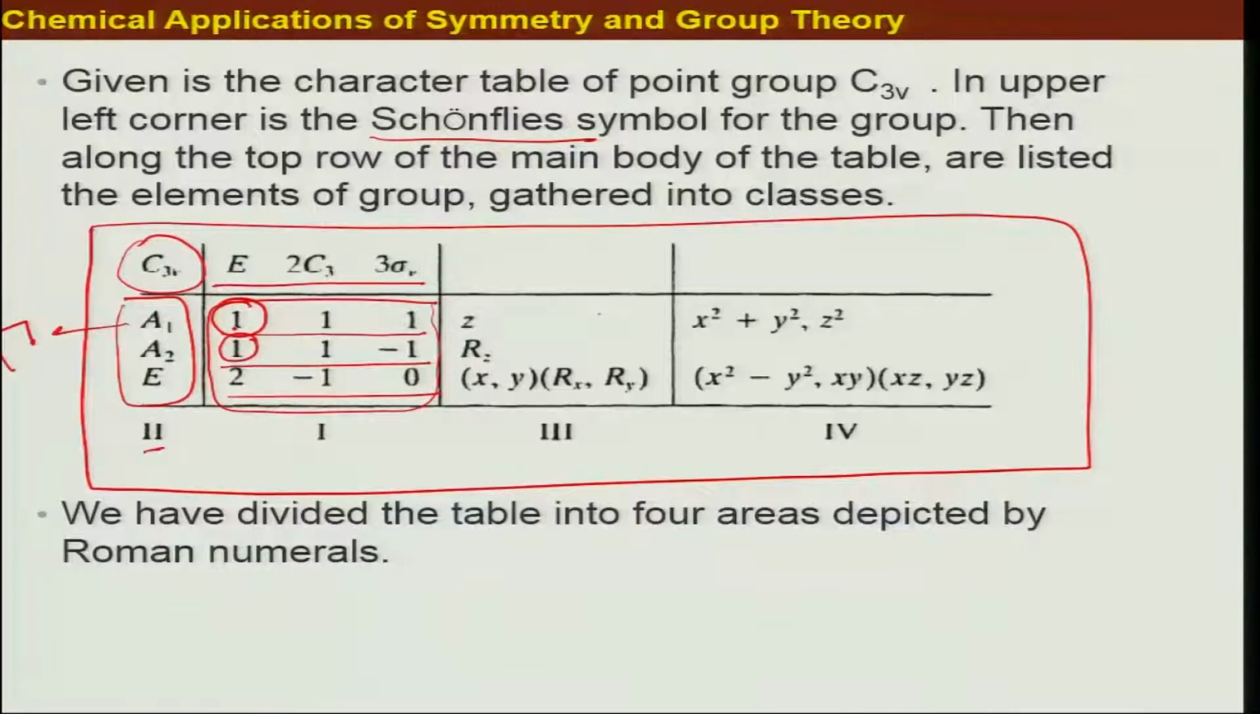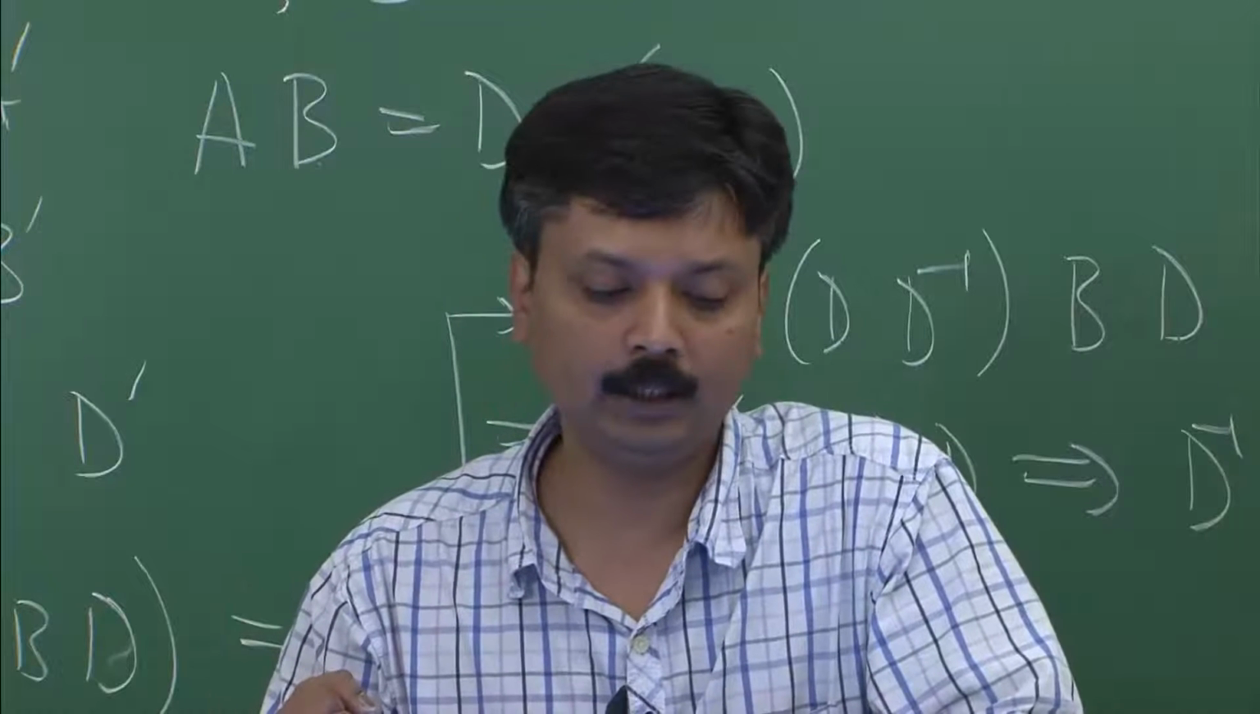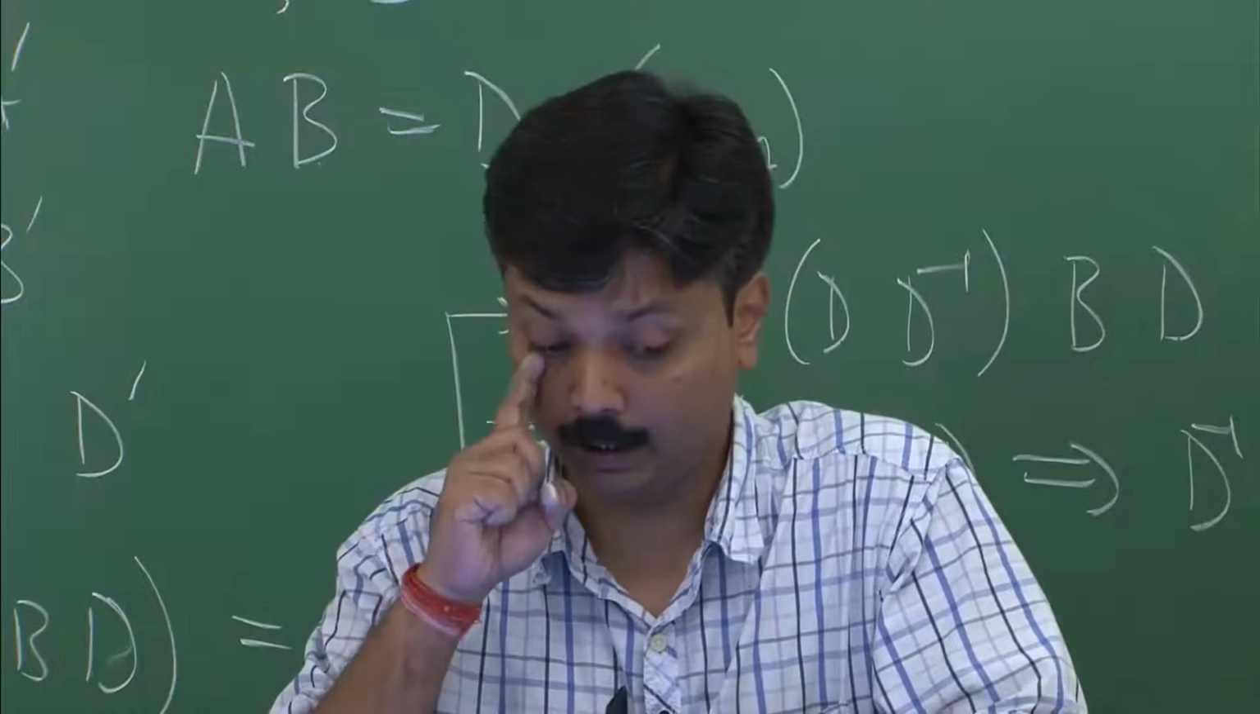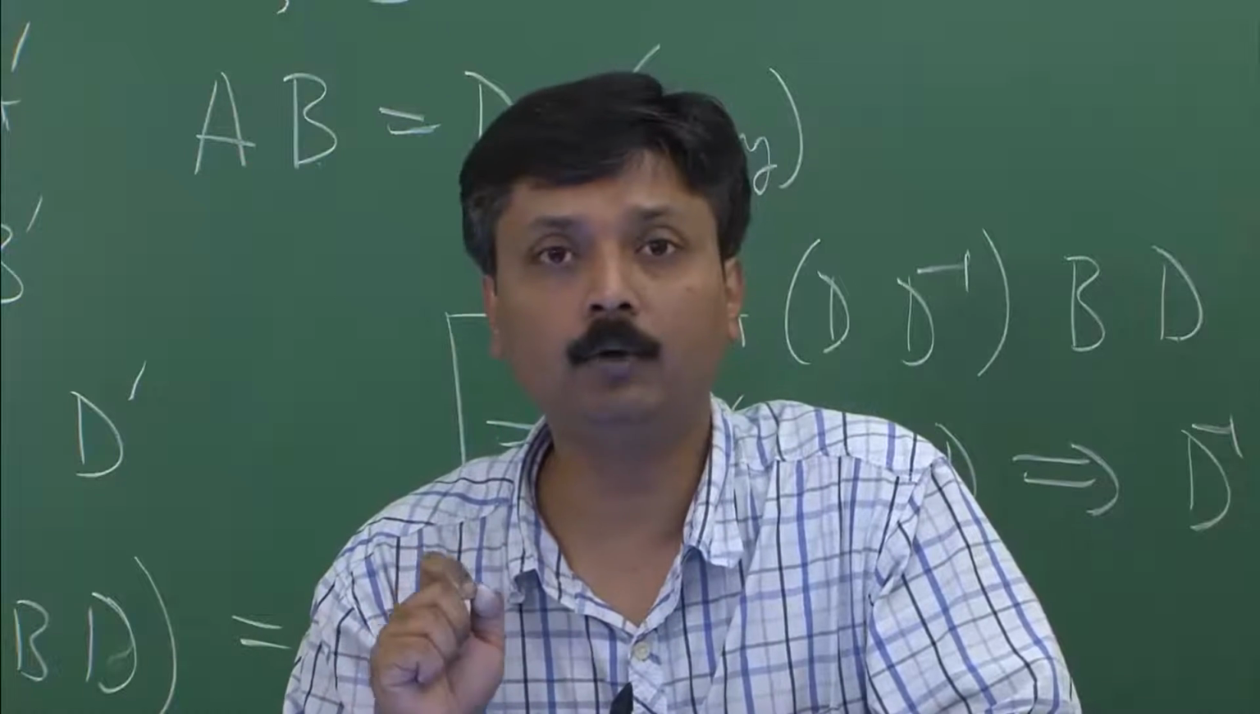For the irreducible representations, the second irreducible representation also has a character 1 corresponding to the identity operation, while the third irreducible representation has character 2 corresponding to identity. So the first two are one-dimensional irreducible representations, while the third one is a two-dimensional representation. So we have to see what the relations are between different irreducible representations, their dimensionalities, or certain other aspects, and how we can name them by using Mulliken symbols.